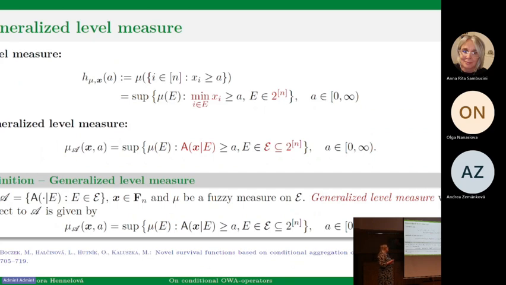The second line expresses the same in the form of a conditional aggregation operator. We are searching for the supremum of the measure of a set E for which the minimum is greater or equal to a, for a set E belonging to the power set. Now we can easily replace the minimum with a conditional aggregation operator and the sigma algebra of all subsets with a collection. And that is the generalized level measure.